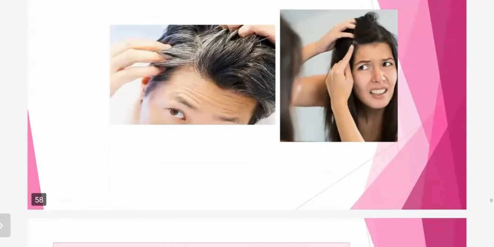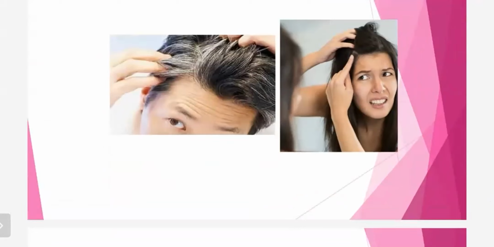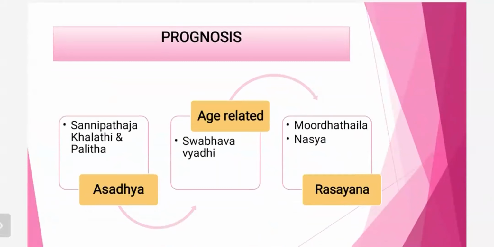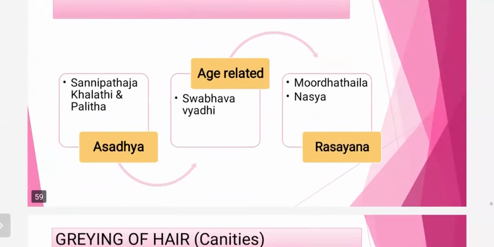So this is mainly the graying of hairs. That means the black colored hair turning to white. It is Palitam. In the Samprapti, Sannibadaja Khaladi and Palita are mentioned as asadhya and age related. If it is age related, then it can be considered as Swabhavikavadi, especially for Pitta Prakriti. In the treatment line, Murtha Taila, Nasya and Rasayana, because it is age related or due to Vata Pitta Kopa, we have to adopt the Rasayana Chikitsa in the mainstream.